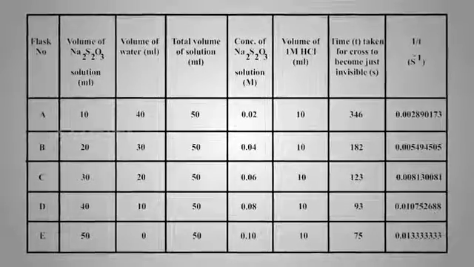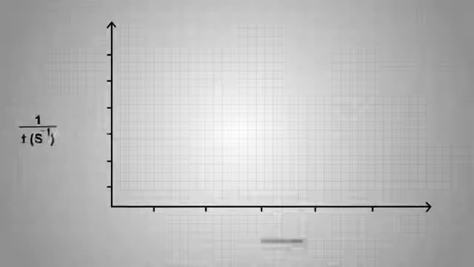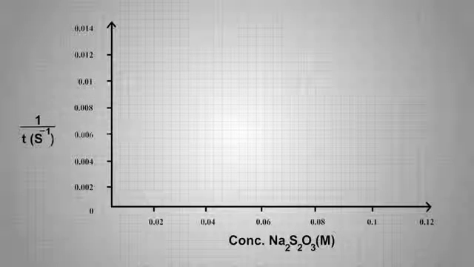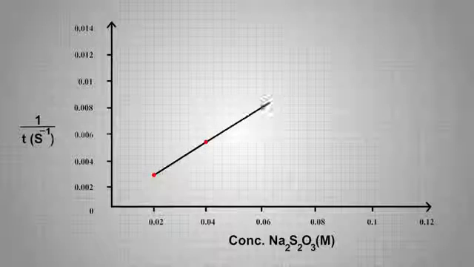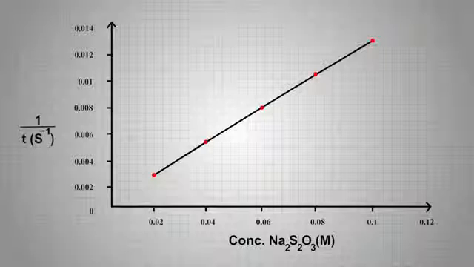Observations: Plot a graph between 1/t and the concentration of sodium thiosulphate, by taking 1/t along the ordinate and concentration of sodium thiosulphate along the abscissa. The graph is a straight line.